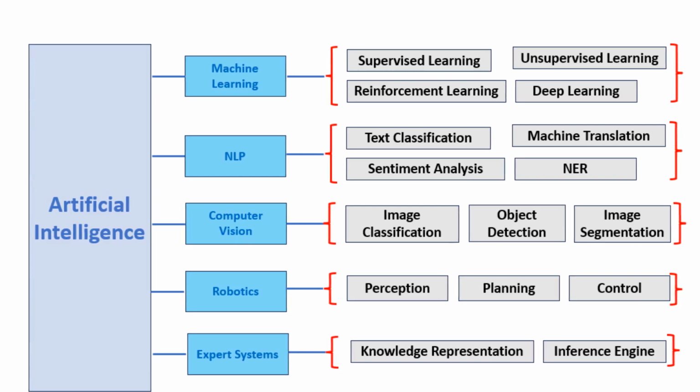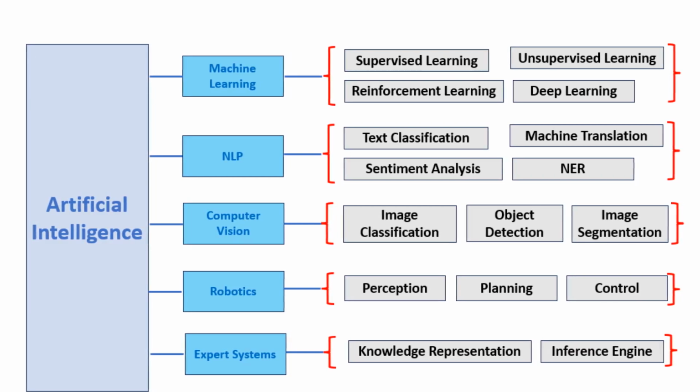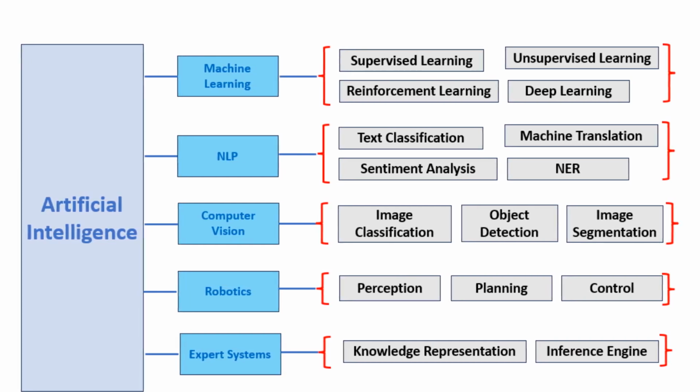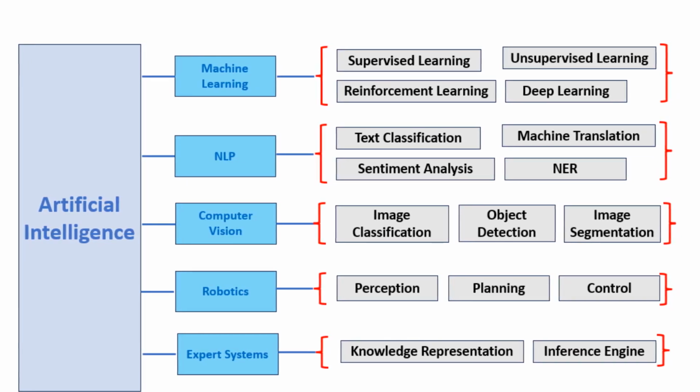So, as you can see, AI is much more than just robots. It's in the apps you use, the websites you visit, and even the cars on the road. AI is transforming the world, one algorithm at a time.